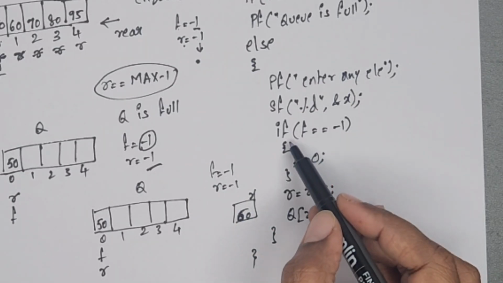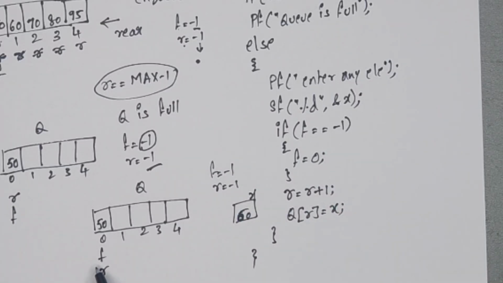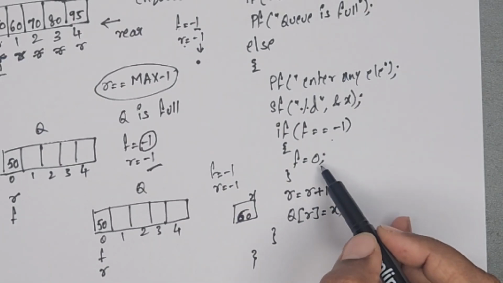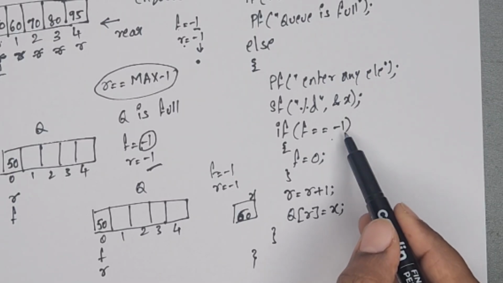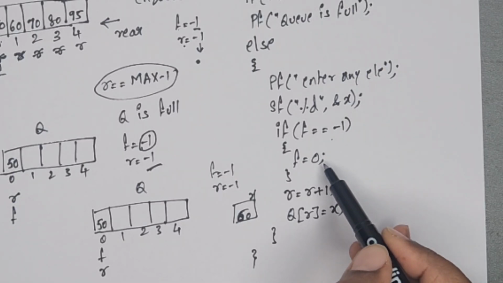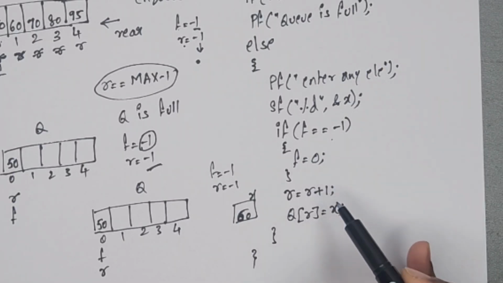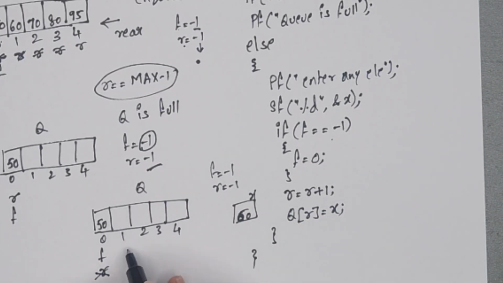Once again it will check the condition. Front is minus 1? No, it is 0, so it won't change the front value. It will change only the first time. When it is minus 1, only then it will be assigned 0. Otherwise it won't change the front. Always it increments the rear value by 1. Now rear is 0, so increment rear by 1 and q of rear equals x. 60 will be assigned.